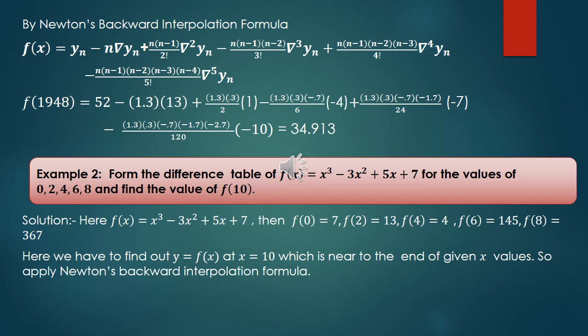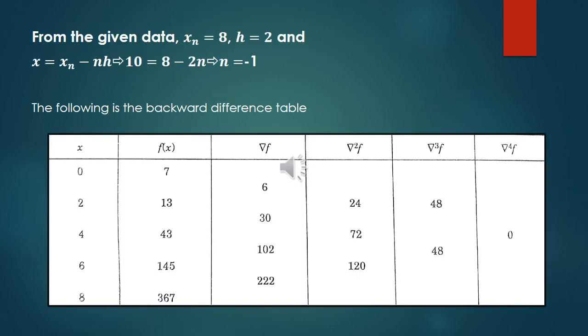The question is to find the value of f of 10. That is, 10 is very near to the end values of x. Therefore, we apply Newton's backward interpolation formula. From the given data, xn is equal to 8, h, the interval of difference, is equal to 2, and using the result x equal to xn minus nh, that is 10 is equal to 8 minus 2n. Finding the value, n is equal to minus 1.